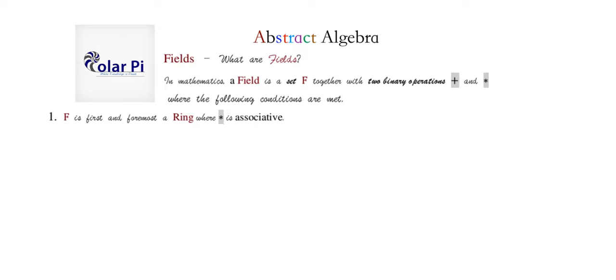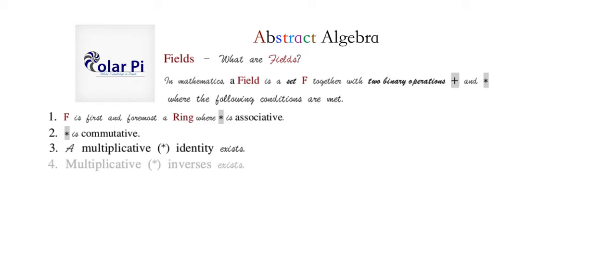But additionally, so far that is just a requirement for a ring. But additionally, for a field, we require that star be commutative. So multiplication is commutative. And we have a multiplicative identity, and we have multiplicative inverses. If all these conditions are met, then you've got yourself a field.